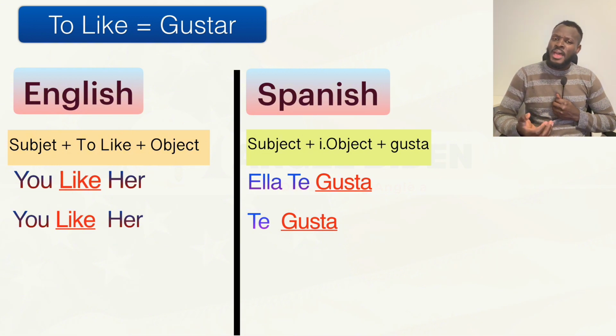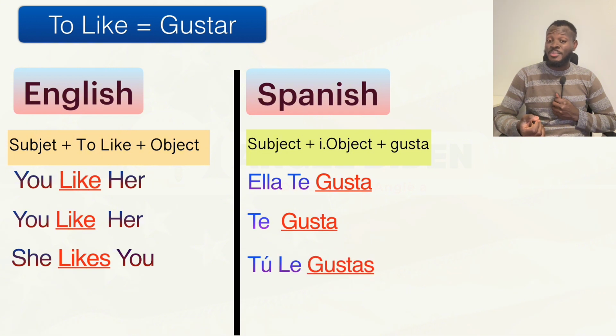Bien. Now it's time to just flip it around. Her now was object. We're just going to put her as subject. And you is going to be object. We flip it around to see how it is going to be in Spanish. Very interesting, very tricky. Let's say she likes you. Remember, you is going to be subject this time. Tú le gustas. Now, it's time to drop the personal pronoun for subject. We just drop it. And now we're going to be left with just le gustas.